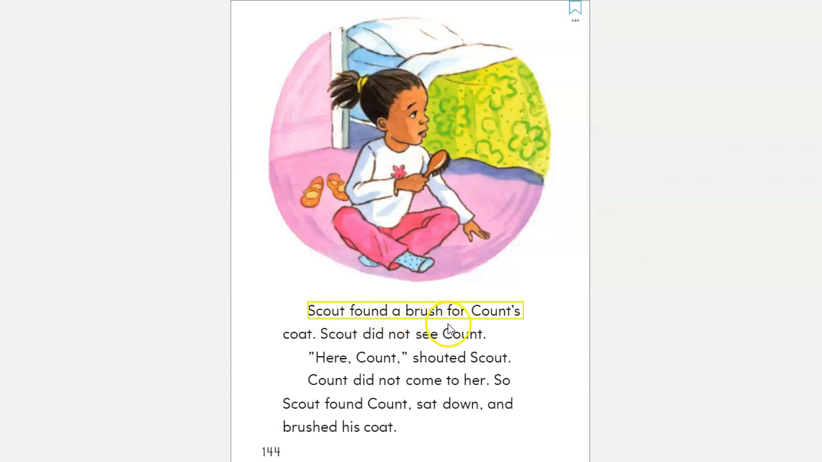Scout found a brush for Count's coat. Scout did not see Count. Here, Count, shouted Scout. Count did not come to her. So Scout found Count, sat down, and brushed his coat.